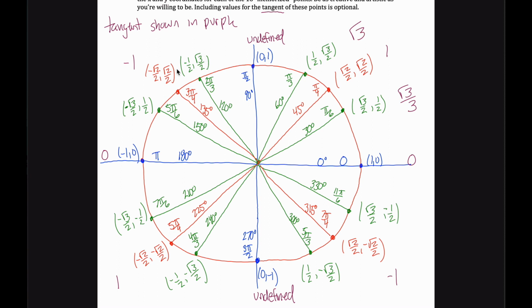Over here, since I'm dividing positive and negative numbers, my answer should be negative, and because the slope of this line is the same as the slope of this line except it's negative, this should be negative root 3 over 3, and this should be negative root 3.